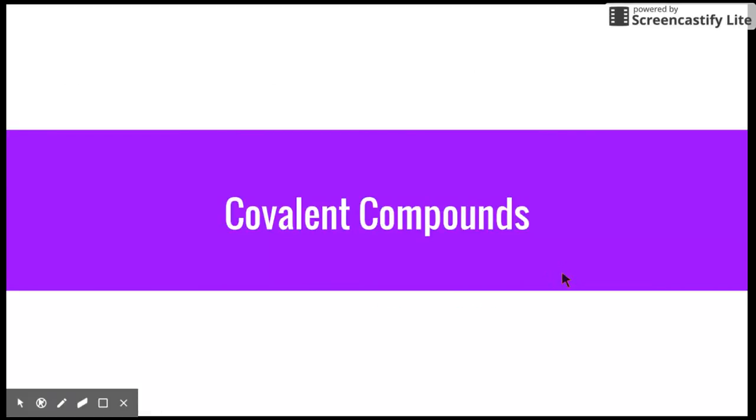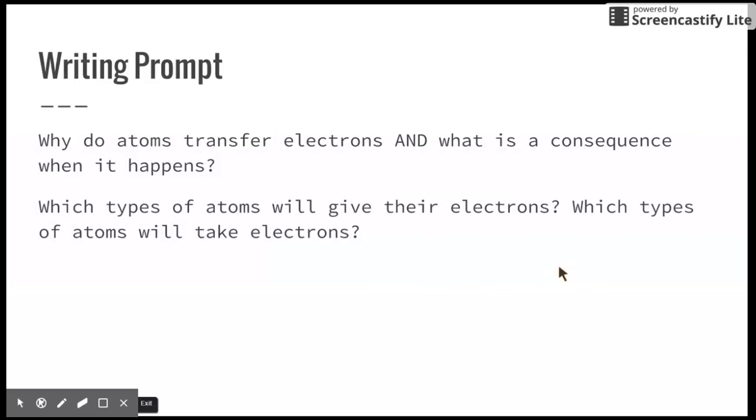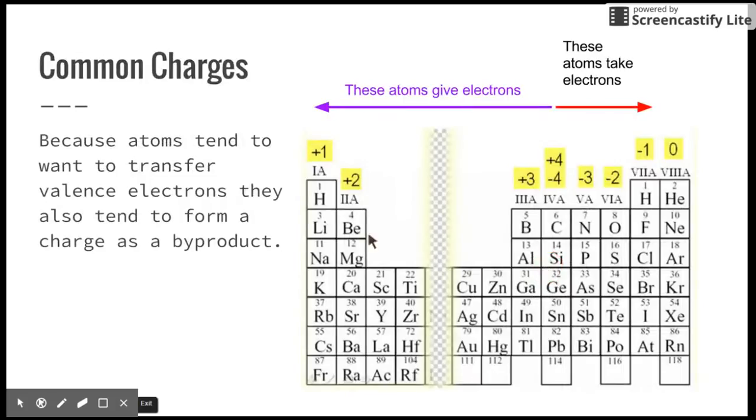Okay, let's talk about covalent compounds now. We're going to switch gears and talk about a different type of compound. So first, just remember, why do atoms transfer electrons and what's a consequence? Well, they transfer electrons because they want to gain a full valence shell. And when that happens, they become charged. The left atoms usually are the ones that want to give away their electrons, and the right atoms are the ones who want to take away their electrons.